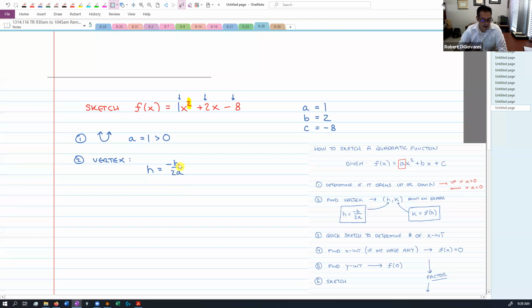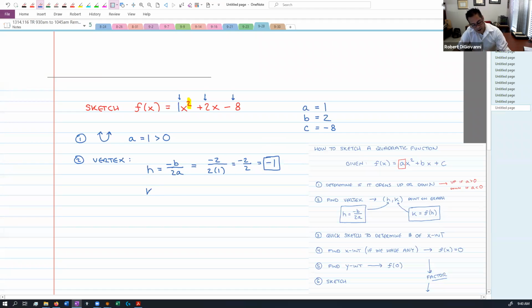So I'm going to take negative b and divide it by 2a. Be real careful here. Negative b means the opposite of b. So our b is 2, right? So the opposite of positive 2 is negative 2. So I'm going to put negative 2 on top over 2 times a, and a for us is 1, so 2 times 1. So this is negative 2 divided by 2, which gives us negative 1. That's what h is.